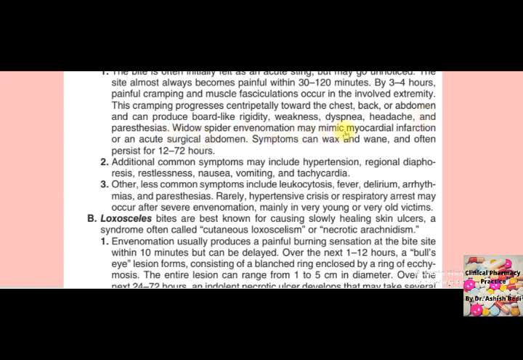Widow spider envenomation may mimic myocardial infarction or an acute surgical abdomen, but symptoms can wax and wane and often persist for 12 to 72 hours. It means symptoms can go on and off and be persistent for 12 to 72 hours. Just imagine the patient suffering from black widow spider bite envenomation, suffering from these symptoms for 12 to 72 hours.